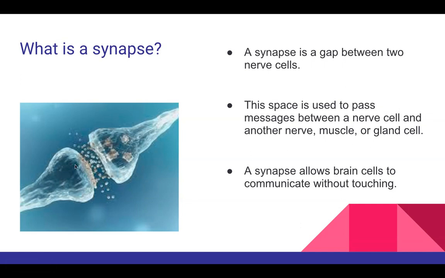If we look at this picture here, you can see there's two nerve cells right here, and there's a gap in between them. This gap is known as the synapse. And a synapse allows cells to communicate without actually touching or coming in contact with each other. So the synapse passes messages back and forth between two nerve cells, or a nerve cell with a muscle cell, or a nerve cell with a gland cell.